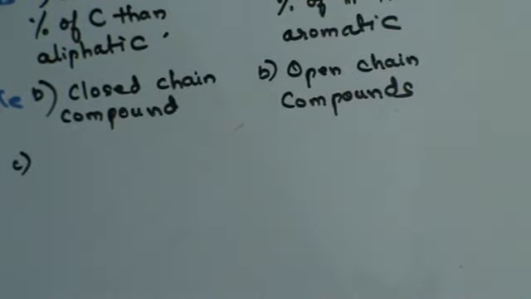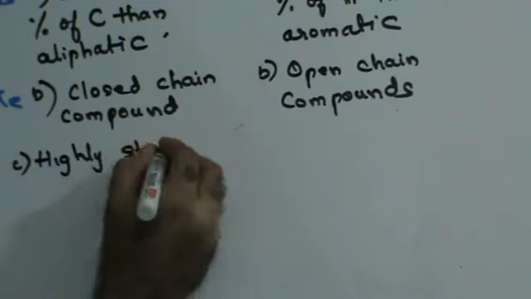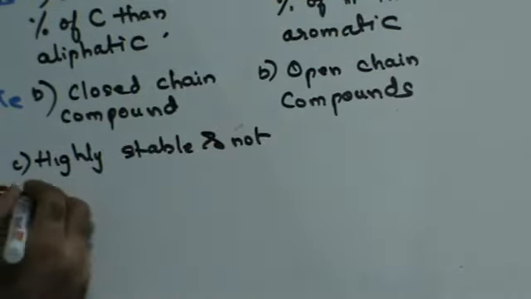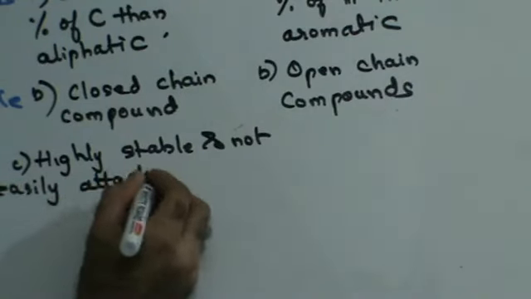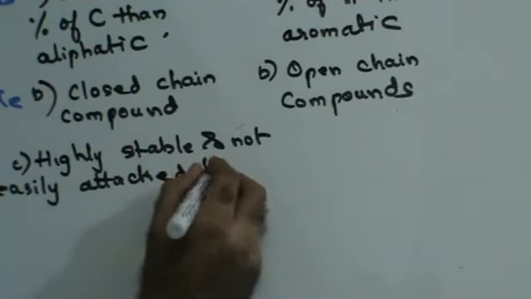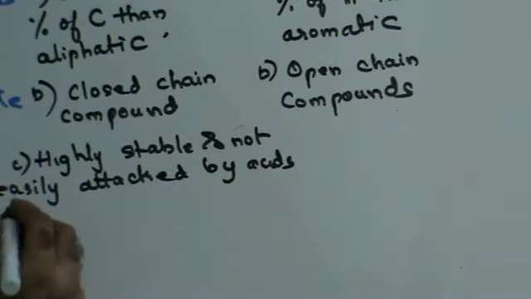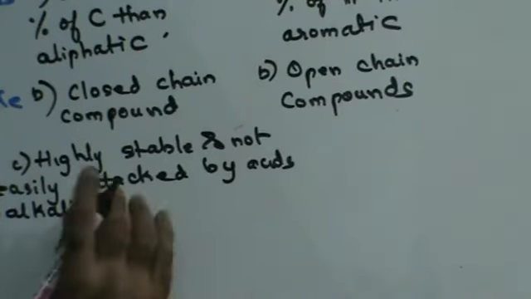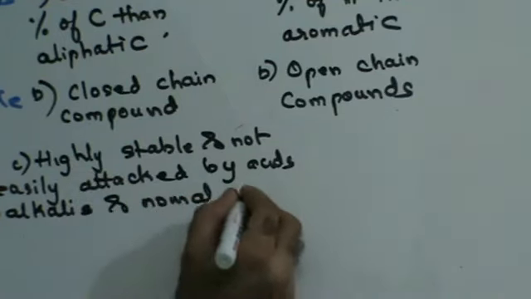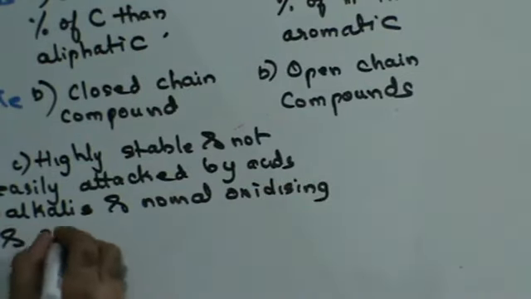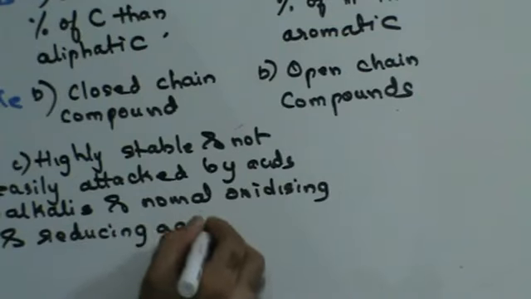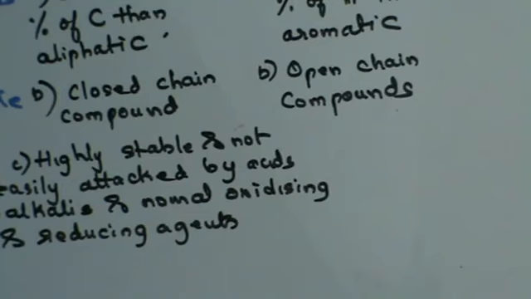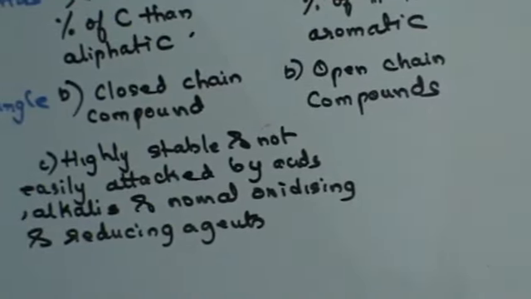Next, aromatic compounds are highly stable and are not easily attacked by acids, alkalis and normal oxidizing and reducing agents. Right? Aliphatic compounds are less stable and can be easily attacked by acids, alkalis and normal oxidizing and reducing agents.